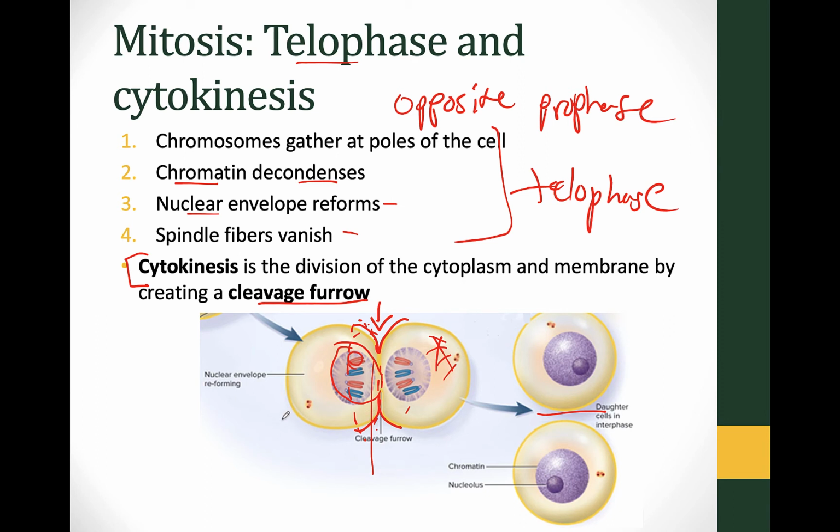A cell can do telophase and mitosis without doing cytokinesis, but usually you're going to go through all of the phases of mitosis and do cytokinesis at the end too.